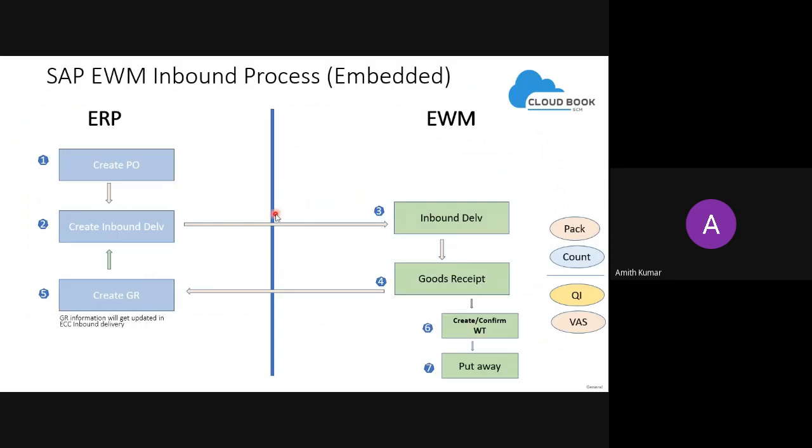Okay, so here you see this pictorial view or flow diagram where I'm trying to explain how things work in EWM. Even though it is embedded and everything is in the same system, there is still some integration happening between both the systems, and a few documents are transmitted from one system to another, right?